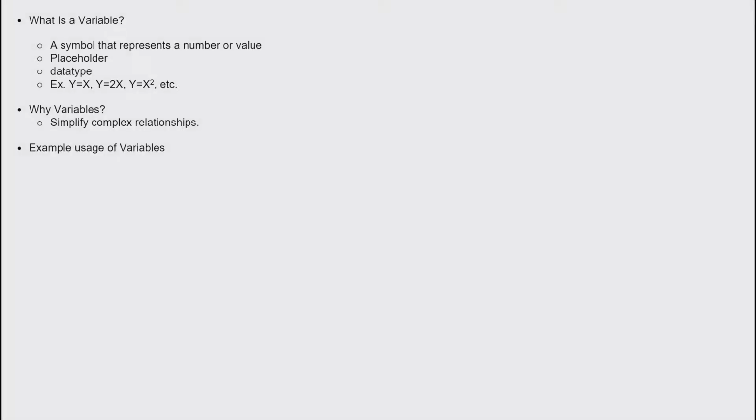What is a variable? A variable can include a multitude of definitions. A variable includes a symbol that represents a number or value, a placeholder, a data type. Some examples of simple formulas that include variables are y equals x, which includes the variable y and the variable x, y equals 2x, y equals x squared. There's lots of other examples of variables.